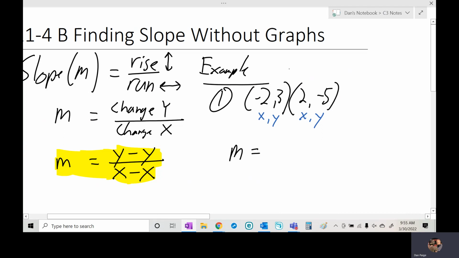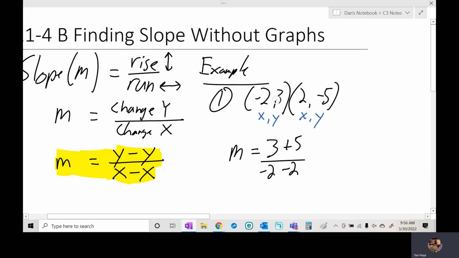M equals the y from the first one, which is 3, minus the y from the second one. Now this is tricky. Minus -5. What's another way to write out minus -5? Yeah, plus 5. Over, now we're going to do the x's. -2. Now with this one, would it be minus the x from the other one? So that's just -2.